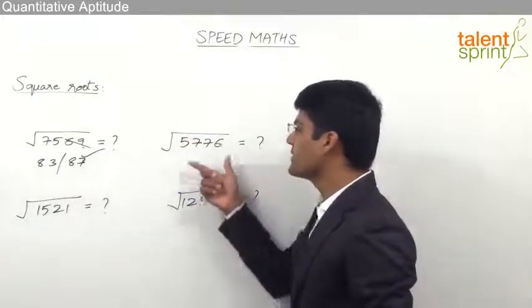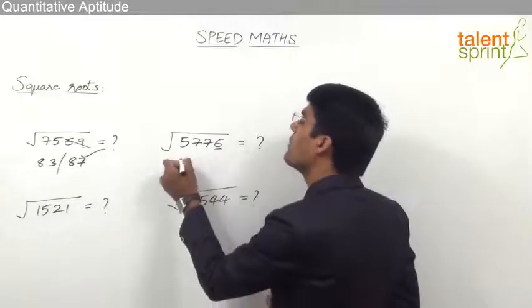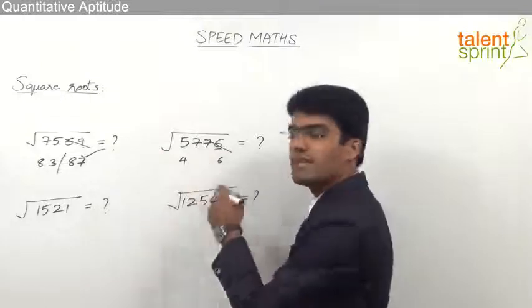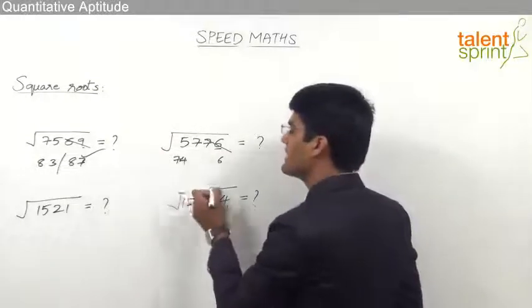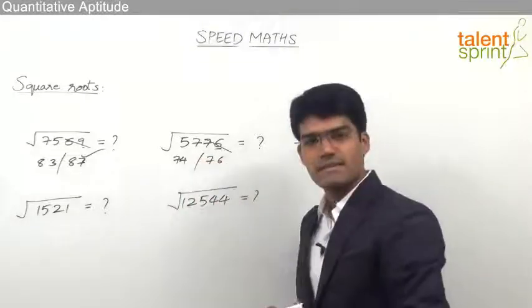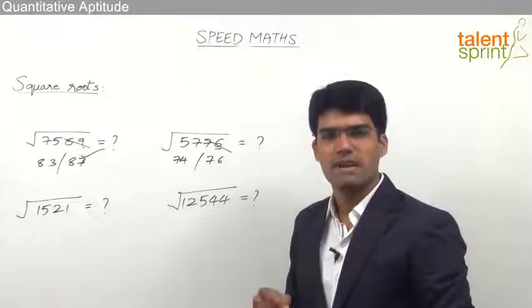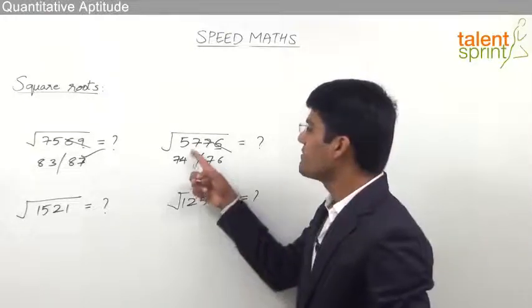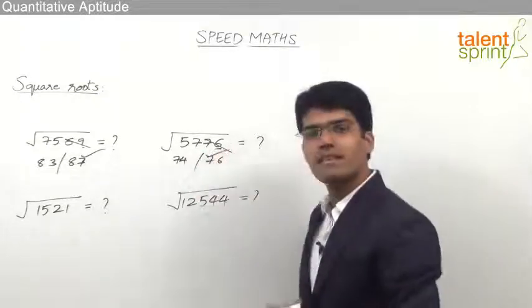The next one here is 5776. As the number is ending in 6, the square root should end with 4 or 6. Leaving the last 2 digits, what is less than 57 in a perfect square? That's 49. 49 gives 7. So the answer is 74 or 76. Exactly between 74 and 76 we have 75. 75 square is 5625. This number is more than 5625. So the answer should be more than 75. 76 is the correct answer.